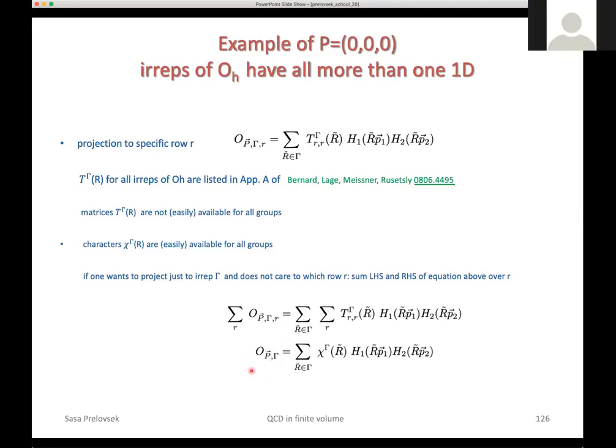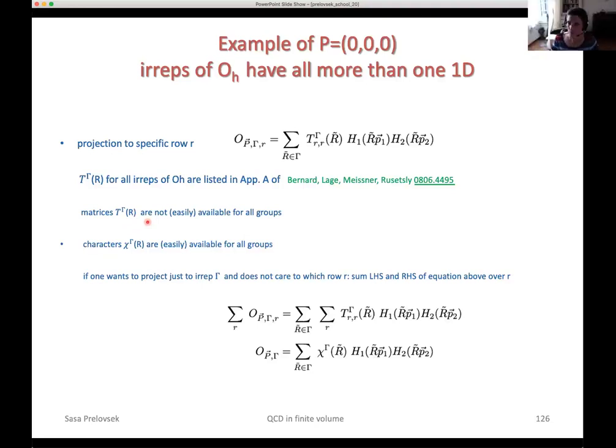An operator that transforms according to a given irrep, here it is. But I'm not so sure it's so useful. A lot of other information we can get. Of course, many of those matrices are available in literature, or you can compute them by yourself.